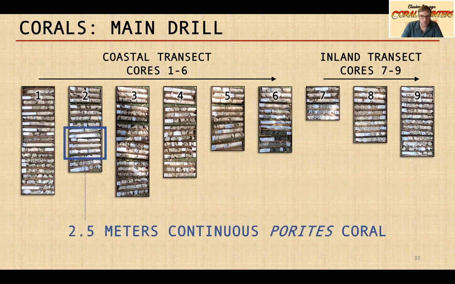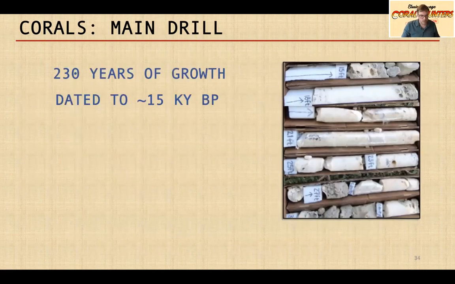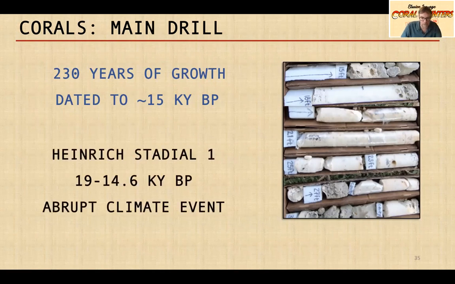In particular, we also pulled a 2.5-meter continuous section of Porites coral. It's the genus Porites. So let's take a closer look at this Porites specimen here. So this is a 230-year-long coral and has been uranium thorium dated to about 15,000 years before present. It also grew during the end of Heinrich Stadial 1, which is a period of rapid onset of anomalously cooler sea surface temperatures. It's not glacial, but it's early deglacial, and that's definitely something.